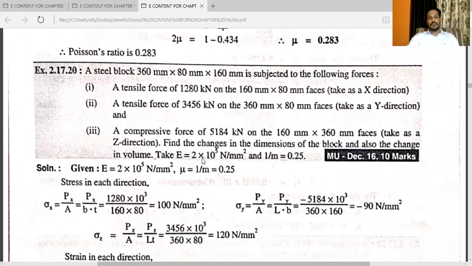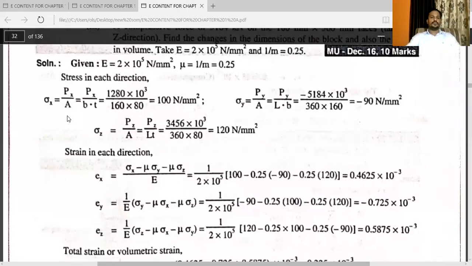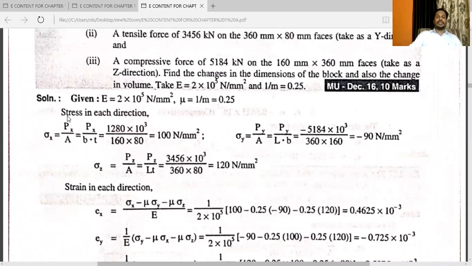Take E is equal to 2 into 10 raised to 5 Newton per mm square, and Poisson's ratio is equal to 0.25. This problem is for 10 marks. Very simple problem. Already I explained to you what is uniaxial, biaxial, and triaxial. Here stresses in each direction are given. So just note down stresses in each direction. Px is given, Py is given, and Pz is also given.